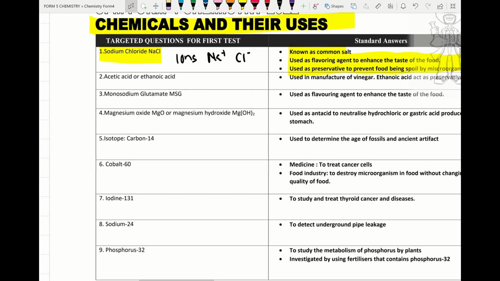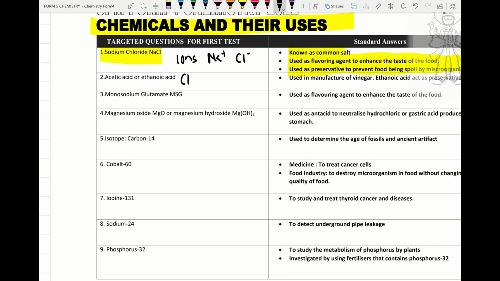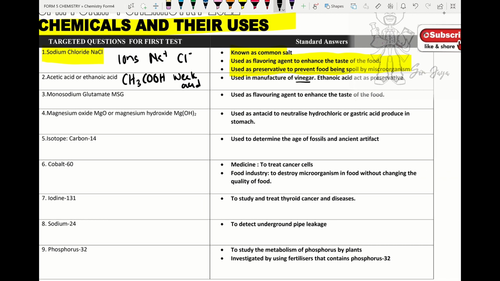Next, we move on to acetic acid or ethanoic acid. The formula of ethanoic acid is CH3COOH, and this is known as a weak acid. Please remember, ethanoic acid is used to manufacture vinegar and is also used as a preservative to prevent food from being spoiled by microorganisms.